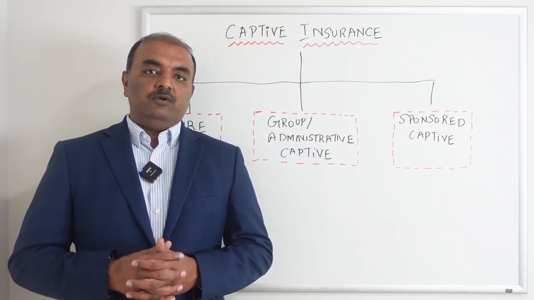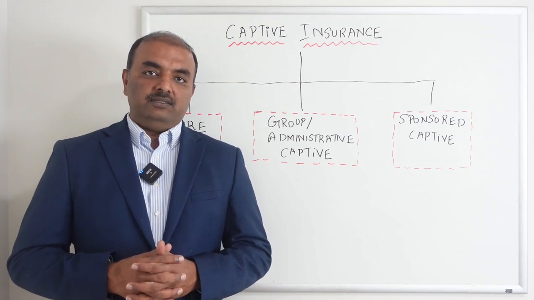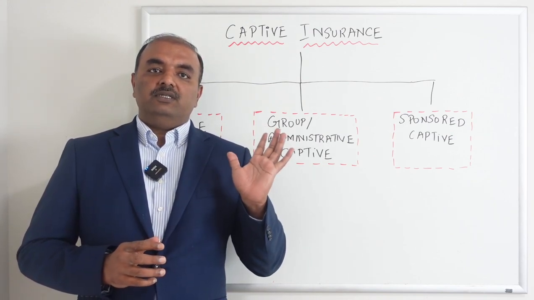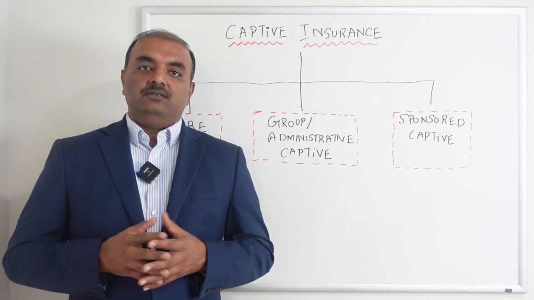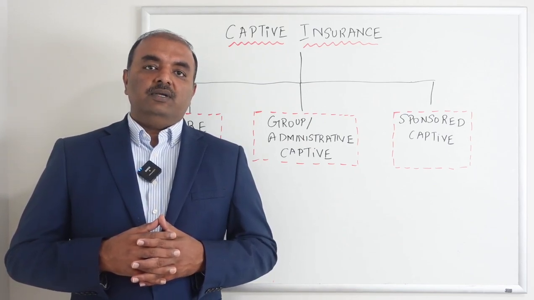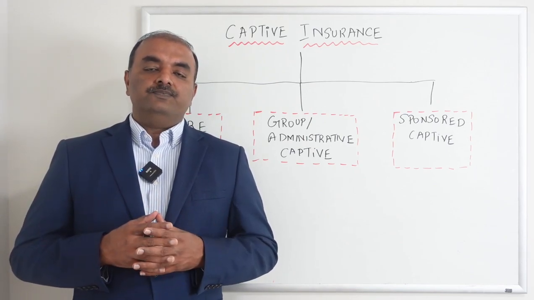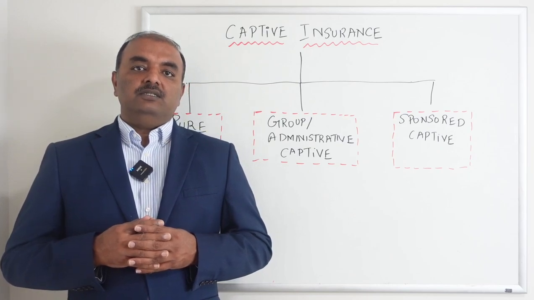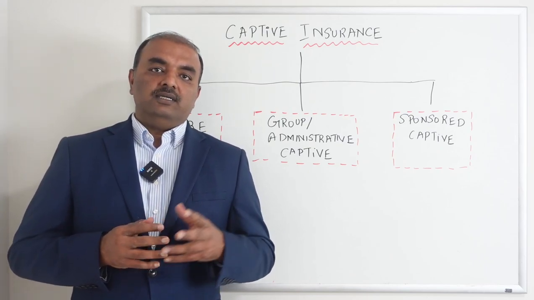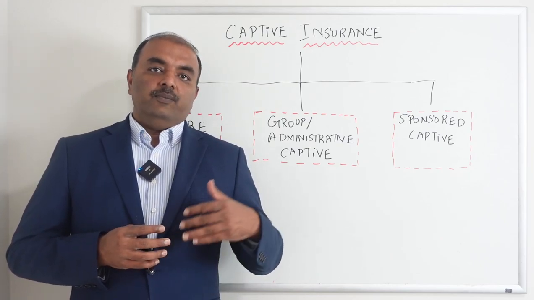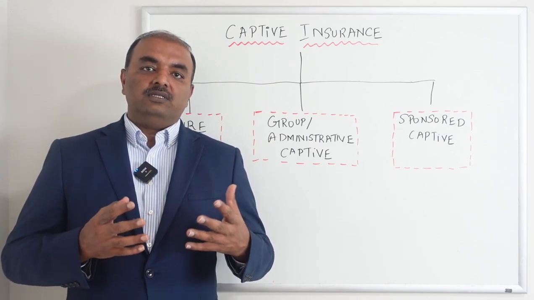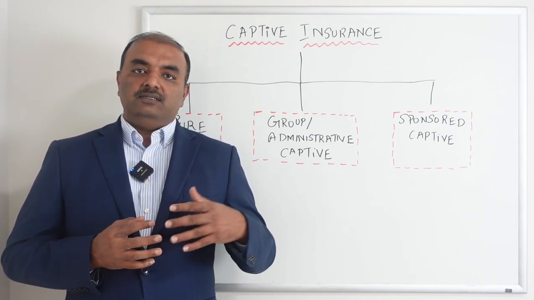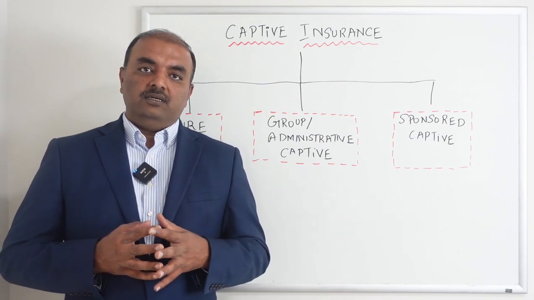Today I am going to talk about captive insurance. This type of insurance is totally different from the traditional insurance process, because in traditional insurance, if a company needs insurance coverage, they go to standard insurance companies and they pay premium, and as a result they get insurance policy coverages from the standard insurance companies.